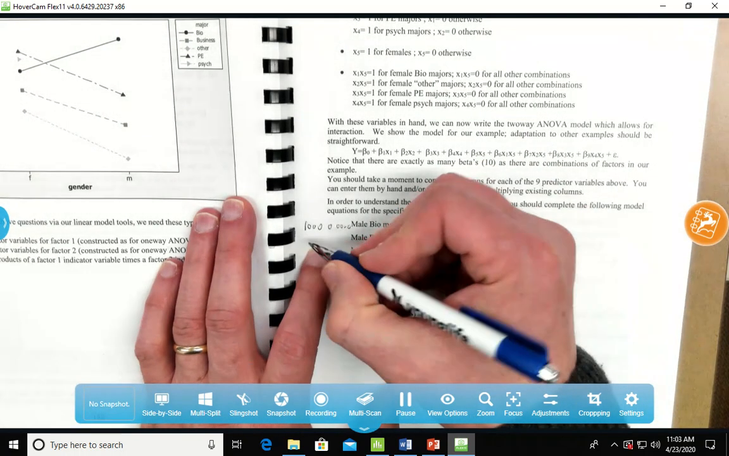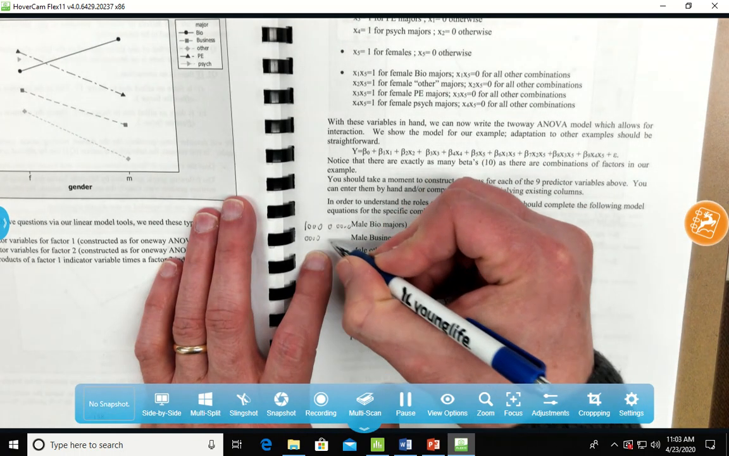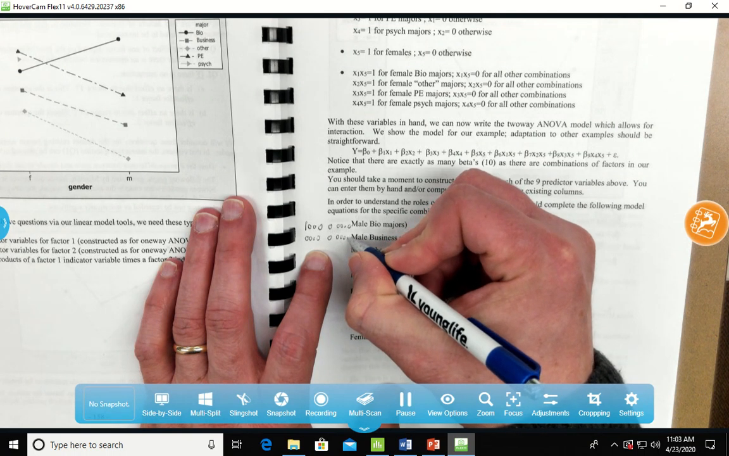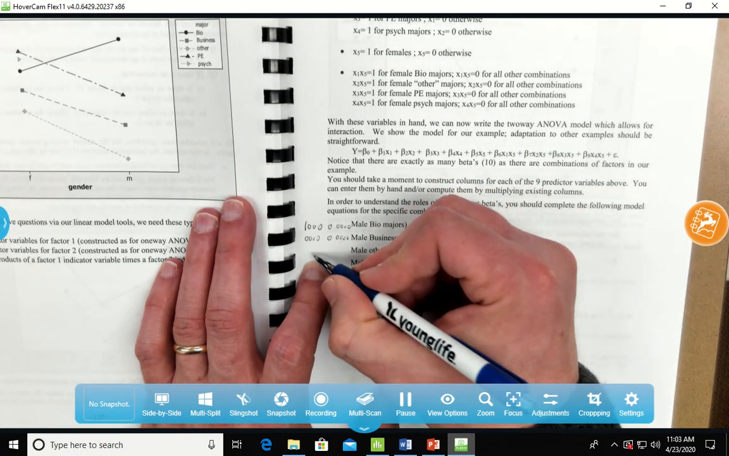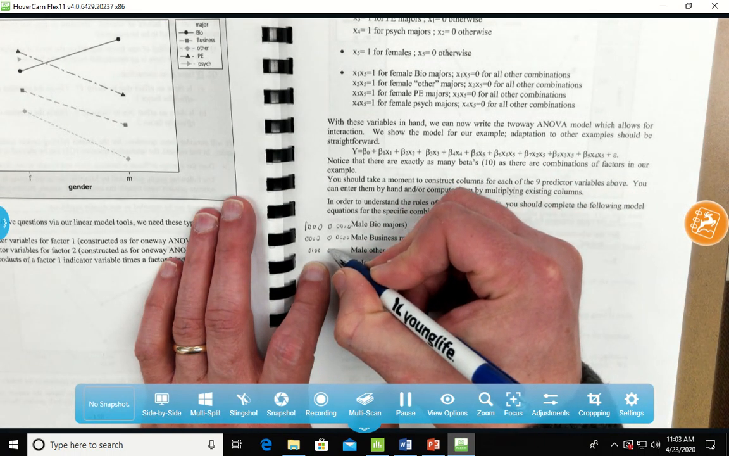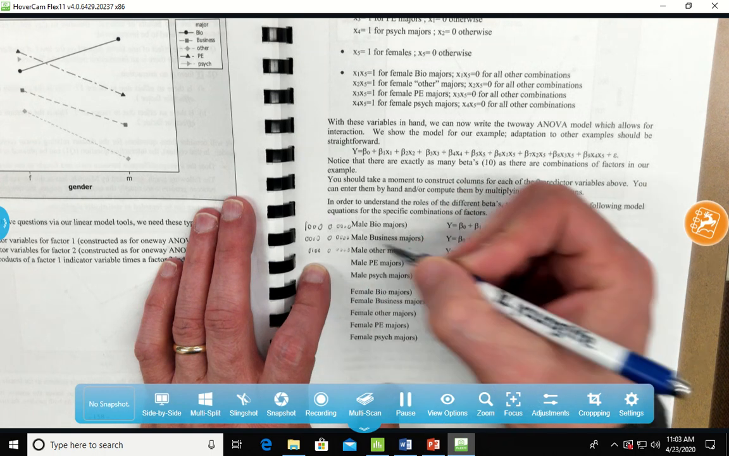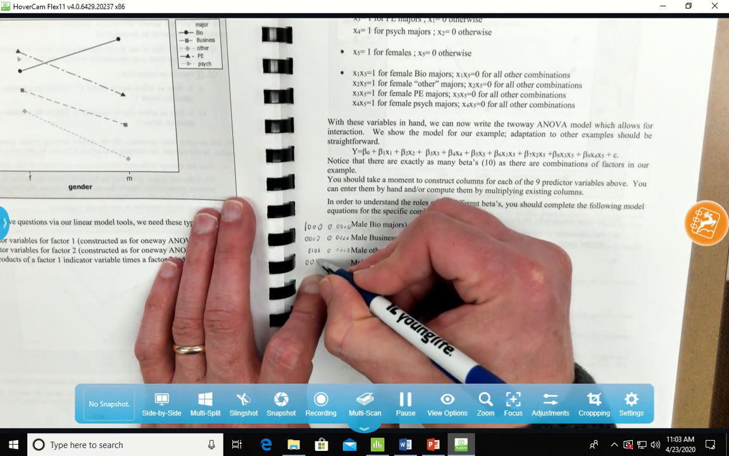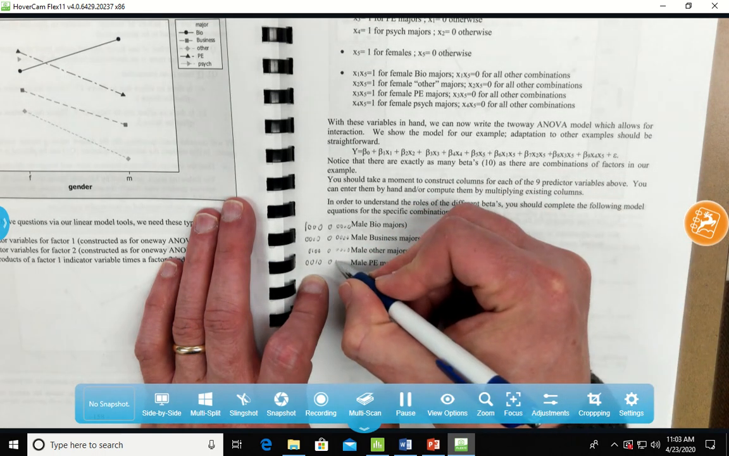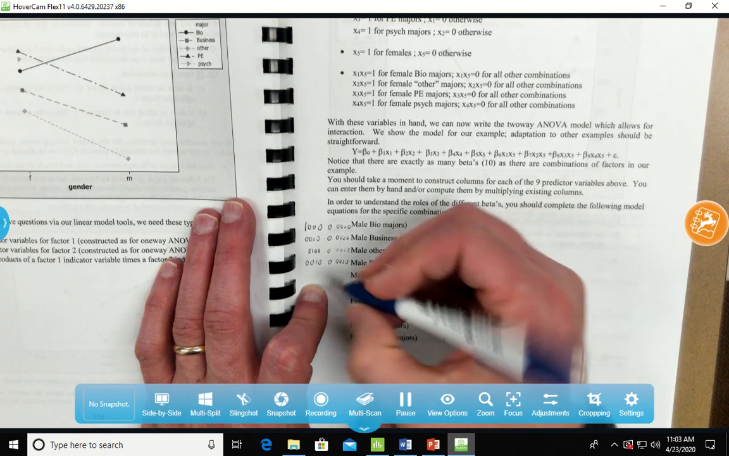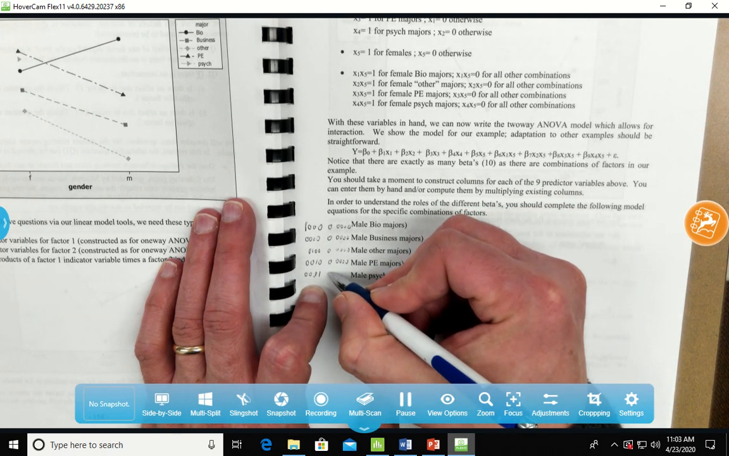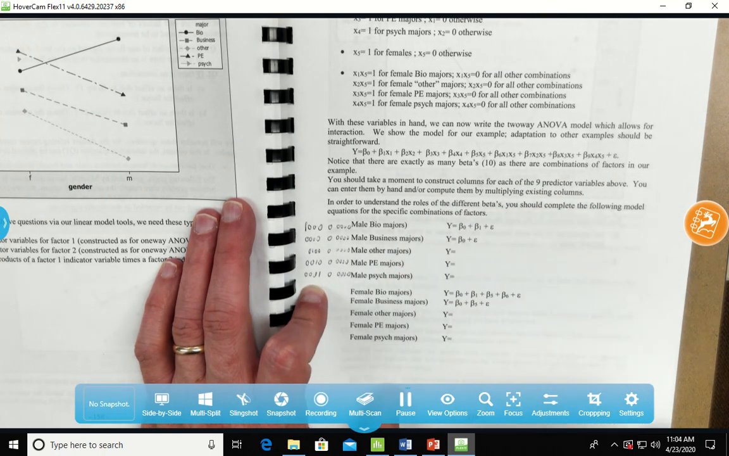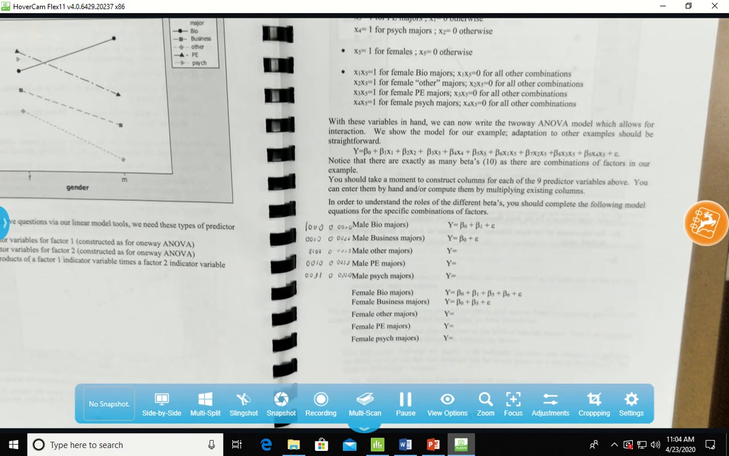And then for the business majors, we get 0, 0, 0. They're male, so all the last 5 are 0. And then for the other majors, the last 4 are 0. The PE majors, the last 4 are 0. And then for the psych majors, the last 4 are 0.